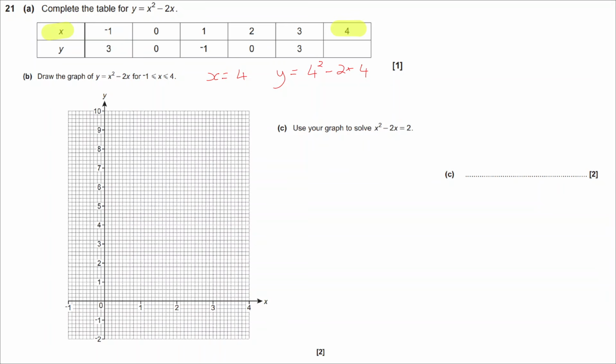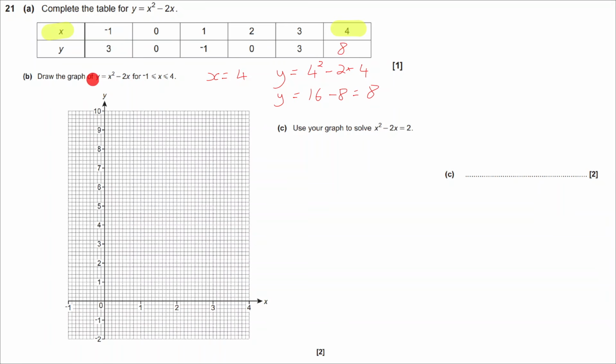Now, y is going to be equal to 4 squared, which is 4 times 4, which is 16. And then 2 times 4 is 8, but it's negative, so minus 8. 16 take away 8 gives you 8. That goes in here. Done.